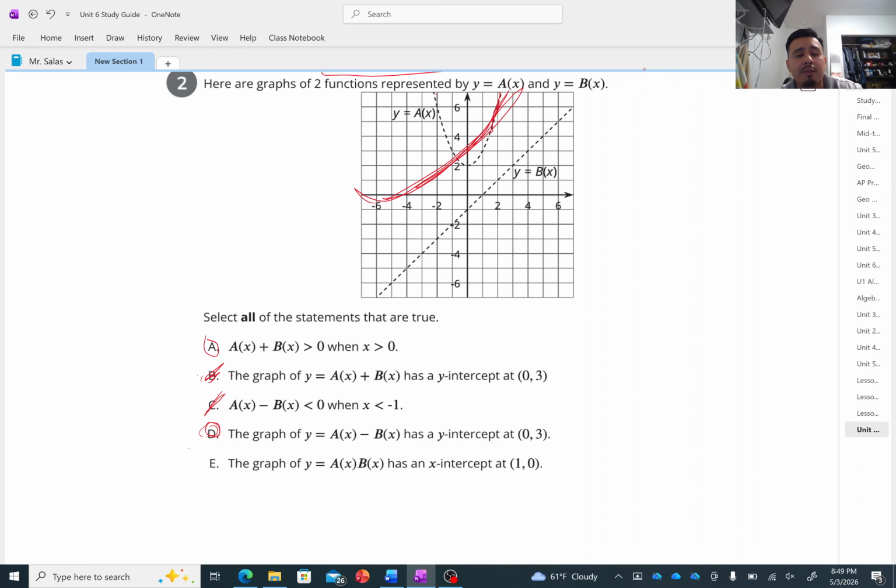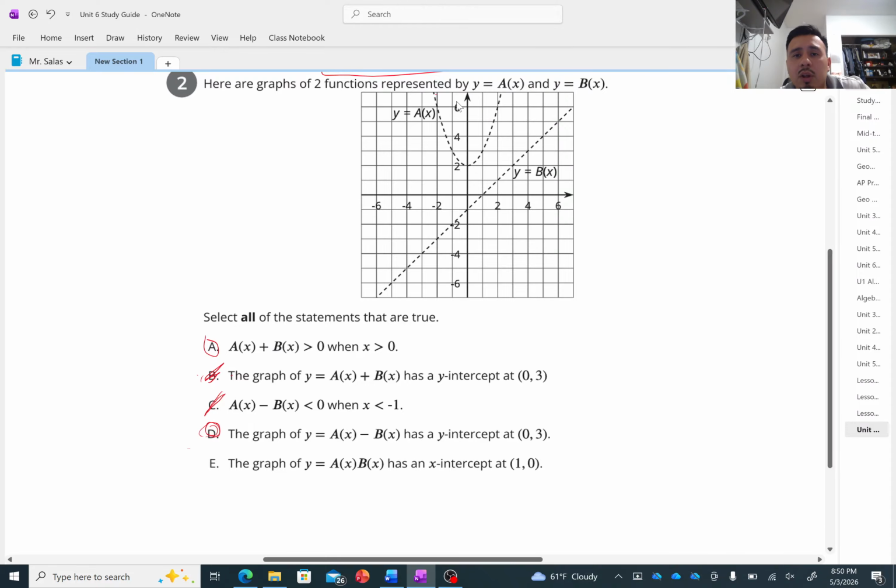Let's look at the graph of y equals a of x times b of x. That one has an intercept at 1, 0. When I'm multiplying two functions, I want to figure out one thing. This is something new that you're probably just learning from the study guide. Are they both going in the positive direction, or is one going positive and one going negative?